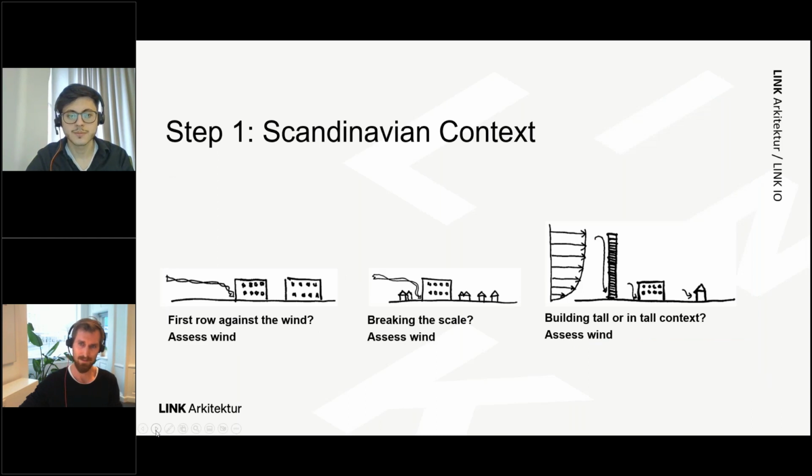When we look at wind simulations, there are sort of 3 steps if wind simulation is relevant. The first is, are we first row against the wind? In a Danish context, for instance, in a lot of cases the wind is from west. So are we the first barrier the wind will meet when it comes towards you from west? Also, are we breaking the scale? It doesn't have to be big, but if it's bigger than your neighbor, it can affect because we are building up in a layer of winds that are unprotected. And it means it can drag down winds of higher speeds onto the ground level. And also in general, if we are building tall or in a tall context, we also have to pay attention.